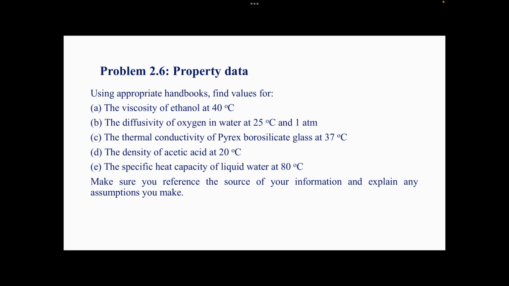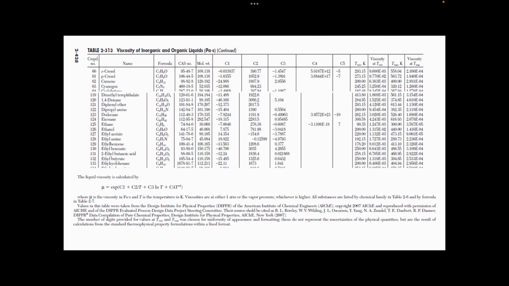Let us move to the first part. What is the first part? The viscosity of ethanol at 40 degree centigrade. If you go to Perry's Handbook, 8th edition, page number 2428 and table number 2313, the viscosity of inorganic and organic liquids is given, and the values are given in Pascal second.